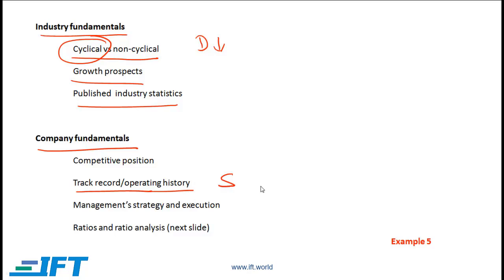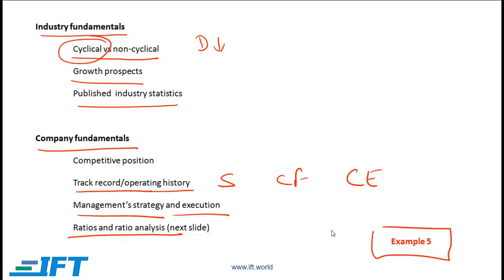So what have the sales been like, what has the cash flow been like over the last few years, what are the capital expenditures relative to sales, and so on. We should look at the management's strategy and how well management has executed that strategy. And obviously ratio analysis is extremely important, and that's covered in the next few slides. At this stage, I want you to work on example 5, which covers some of the concepts that we have spoken about.